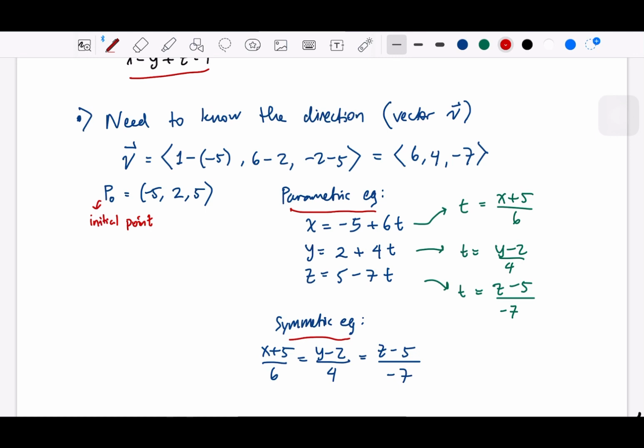I hope from this example, it should be clear what you should do to find the parametric and the symmetric. So the first thing is need to know the directions.